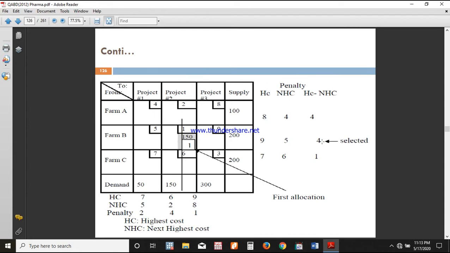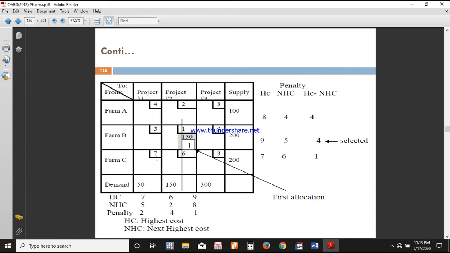Therefore, for the first allocation, there are 2 numbers appearing with equal values, the highest being 4 and 4. Therefore, by using probability, you can choose one best. To choose one best from these 2 rows, we should concentrate on the column values.